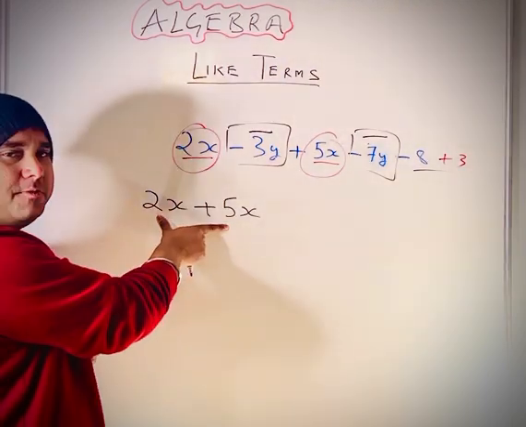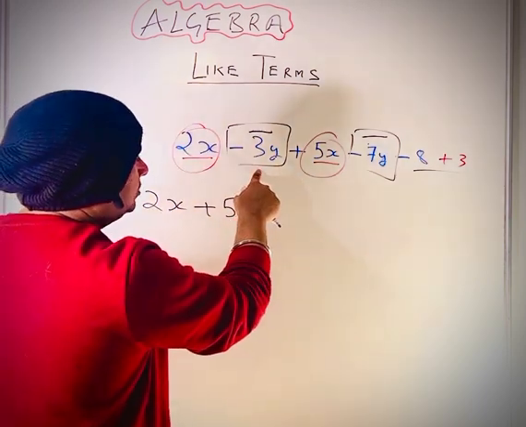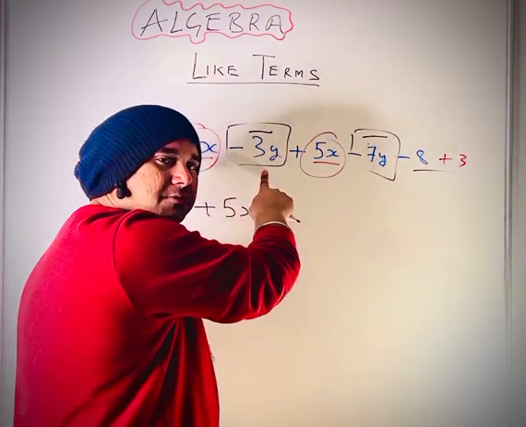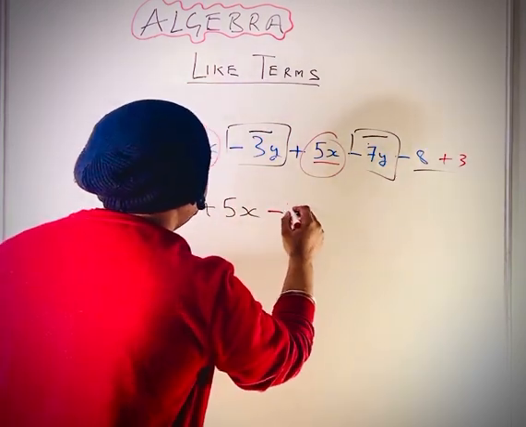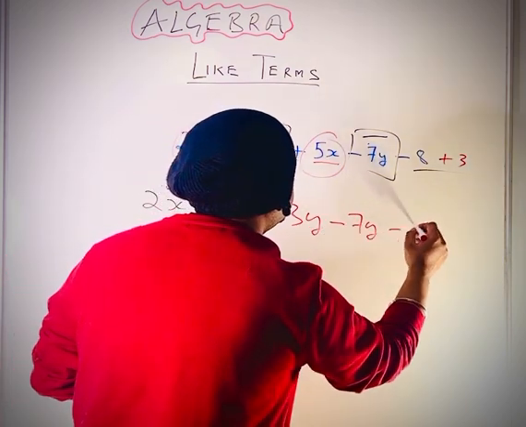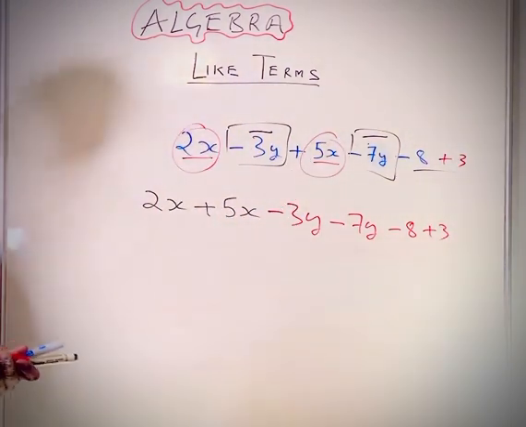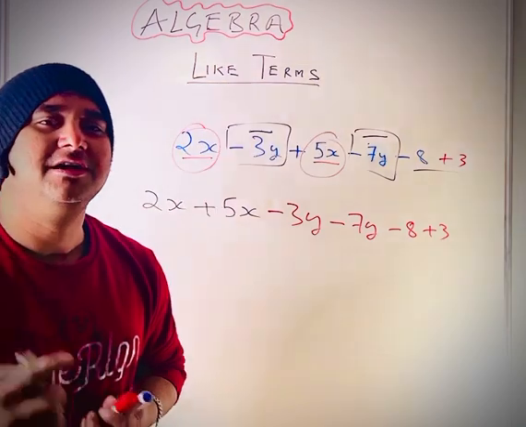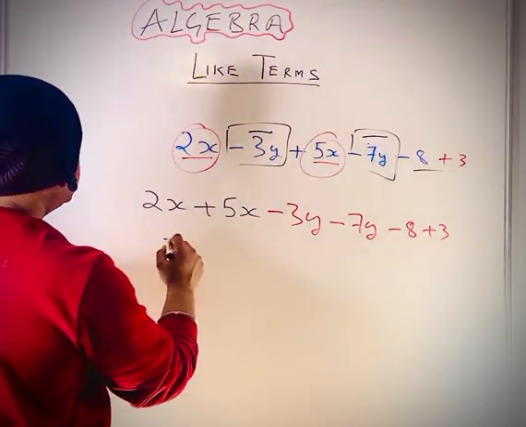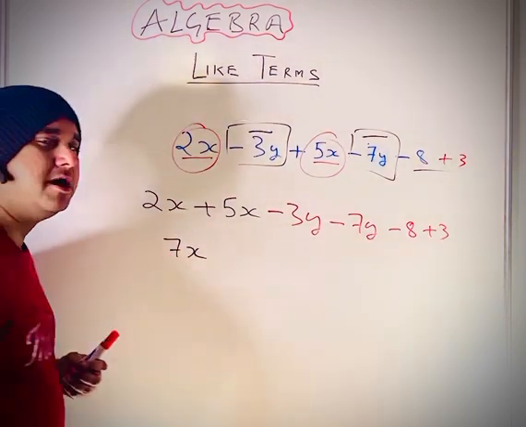Now these are my one variable. I group them together. Now let's put the one term with a similar variable. Now I'm going to put another term with a similar variable, which will be 3y minus 7y, minus 8 plus 3, right? That's what I get. Now I'm just going to do a simple addition and subtraction in this case. 2x plus 5x, 7x, minus 3y, minus 7y, minus minus.